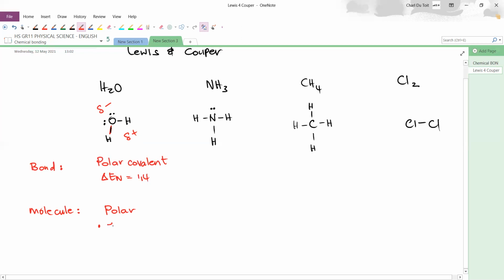So the electrons are distributed what? Unequally. Unequally. I'm just going to write shorthand. And like they're not symmetrical. Yeah. The molecule is not symmetrical. Asymmetric.